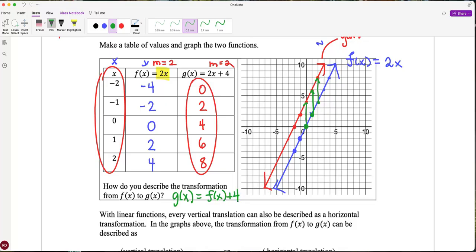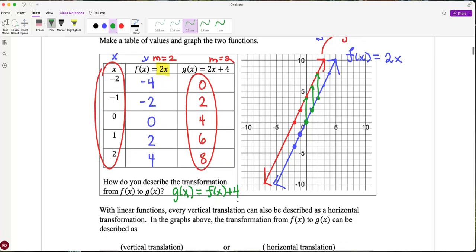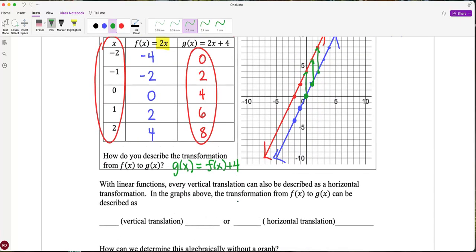When I say g of x, that's the y value. f of x, that's the y value. So if you take the y value of the blue line every time and add 4 to it, you get the y value of the red line, okay? So I can describe this as the transformation. I have moved the line that was the blue line up to be the red line. So 4 is a vertical transformation up. That was the transformation from f to g.